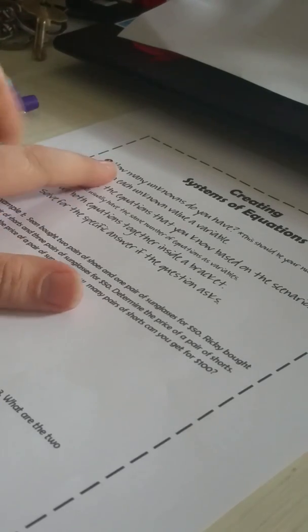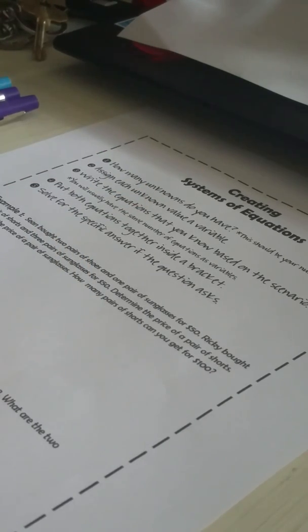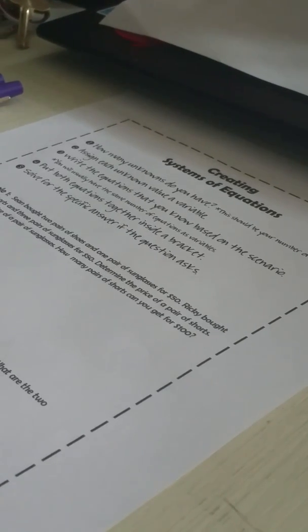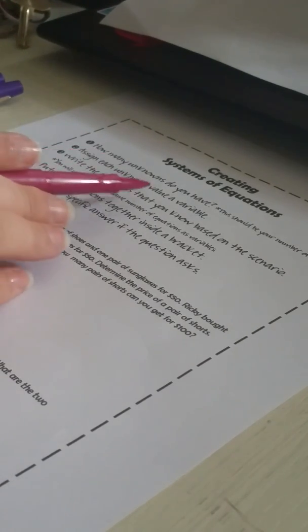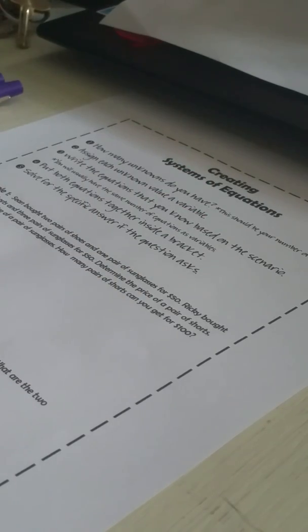You first have to figure out, as number 1 states up here, how many unknowns do you have? This should be your number of variables. So in our system of equations that we've been doing, we've had 2 every time. We've had x, we've had y, and we're going to use different letters today like we have before, and it's perfectly fine. It says assign each unknown a variable, write the equations that you know based on the scenario, put both equations together inside a bracket, and solve. So this time you can choose whichever method you want to solve. You can solve by graphing, substitution, or elimination.